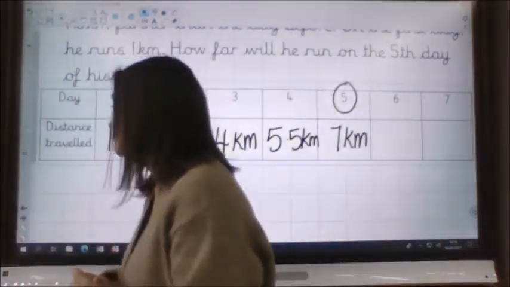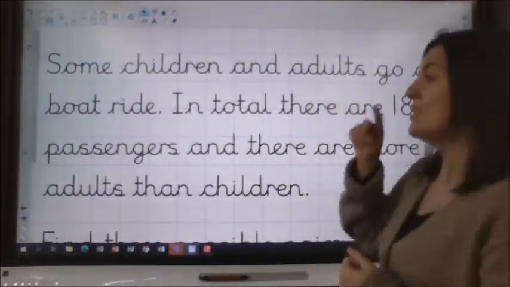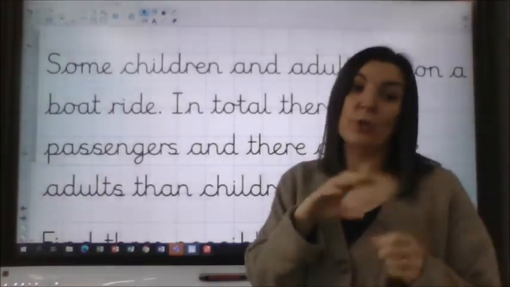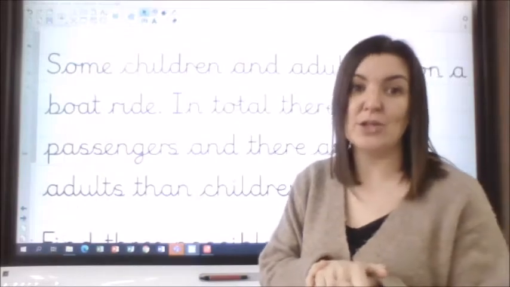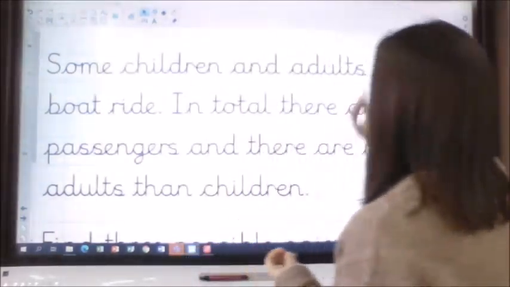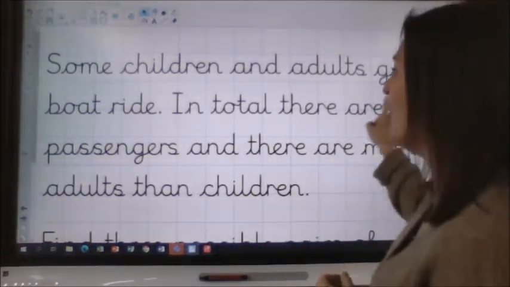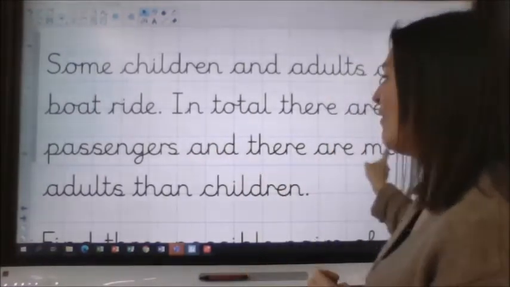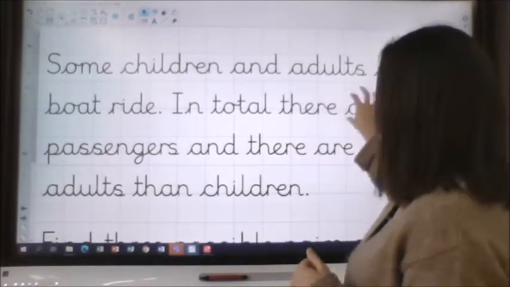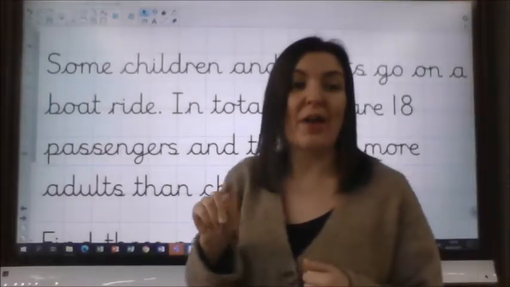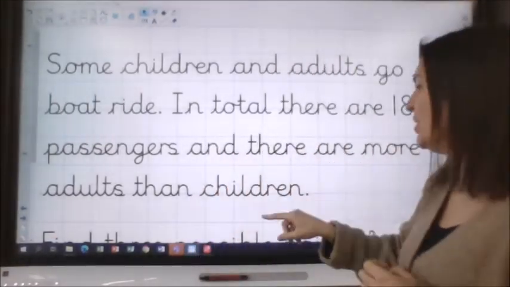Okay, so the next bit that I want to look at with you. This is really similar to the next section in your book. I've just used different numbers so that you can apply it to your questions. So some children and adults go on a boat ride. In total, there are 18 passengers and there are more adults than children. So there are 18 passengers in total, but there are more adults than there are children.